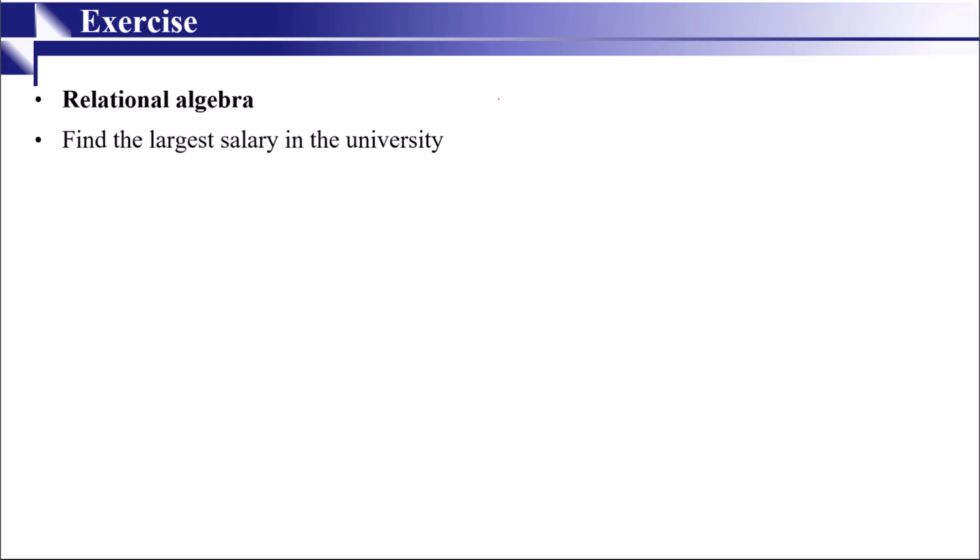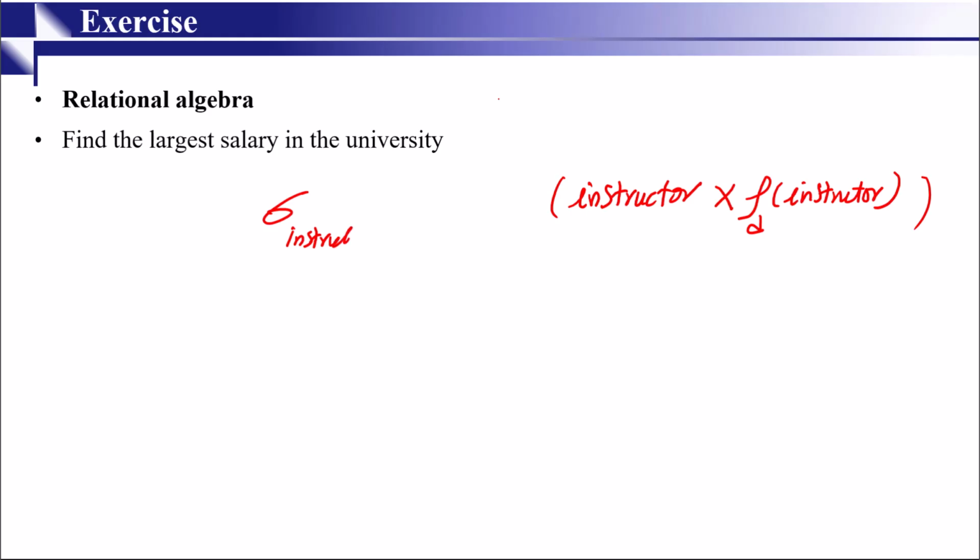For this one, I need to do a Cartesian product of instructor by itself because I want to compare it by itself. So I should say instructor, and also I will do Cartesian product by itself. I will rename it as D. So the instructor table, I make a copy and name it as D. Then selection of instructor, the main table, salary is less than the salary.